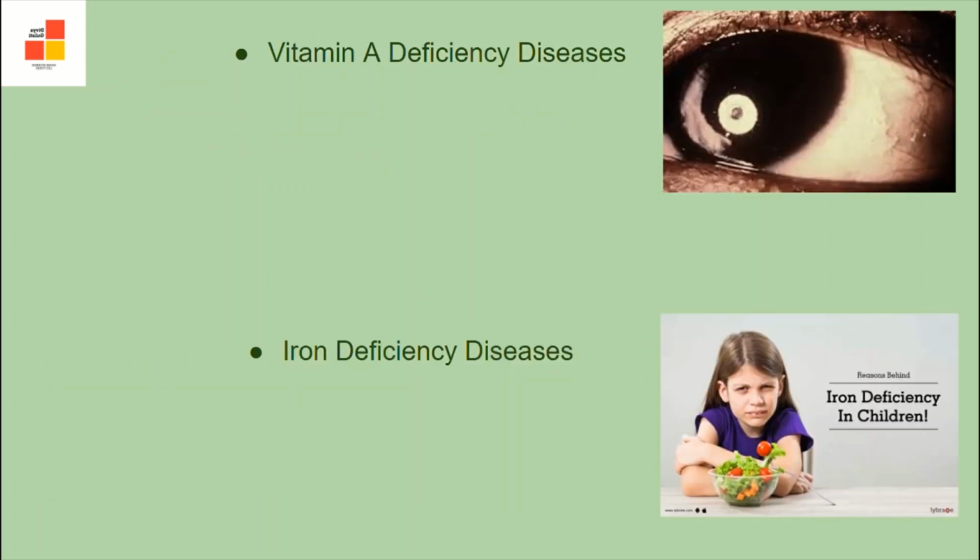Next, let's cover various types of diseases: vitamin A deficiency disease and iron deficiency disease, that is called anemia. We are going to cover vitamin A deficiency disease first. Vitamin A, as you know, is important for good eyesight, soft skin, and growth of the body. Deficiency causes night blindness, which leads to complete blindness, and less resistance to infections in the body.